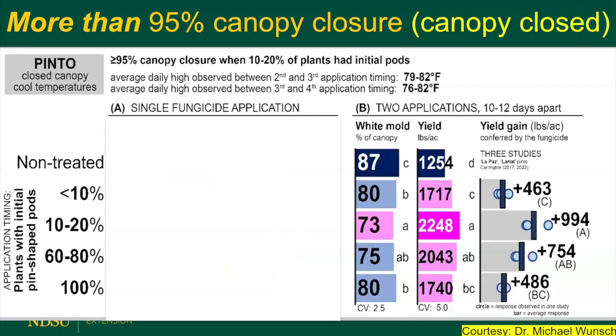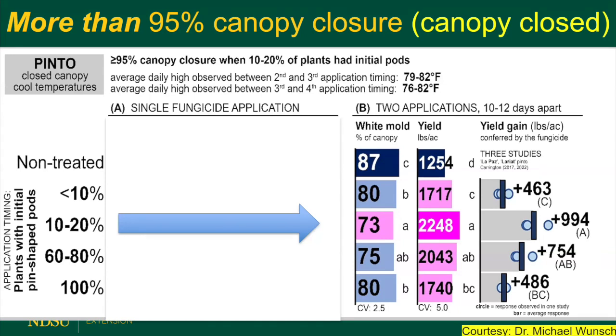If you look at 2 applications, and again, this is starting with Topsin, ending with Endura, 10 to 12 days apart, the non-treated control had 87% of the canopy full of disease. The yield was 1254. This earliest preventative application did reduce disease and it increased yield. And that's because you have 2 applications, right? But the best bang for your buck, again, was starting at that 10 to 20% pin pods.